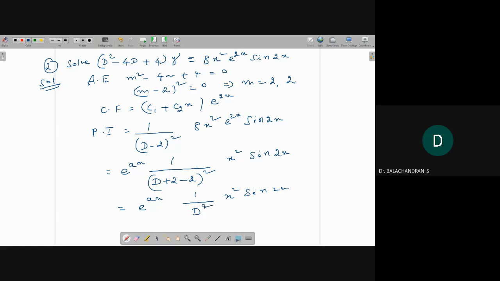So try to solve the same problem as under the case type 5. That is, you should replace this with imaginary part of e power i 2x and then replace d by d plus 2i and then proceed and try to get the same answer. Not now, later.